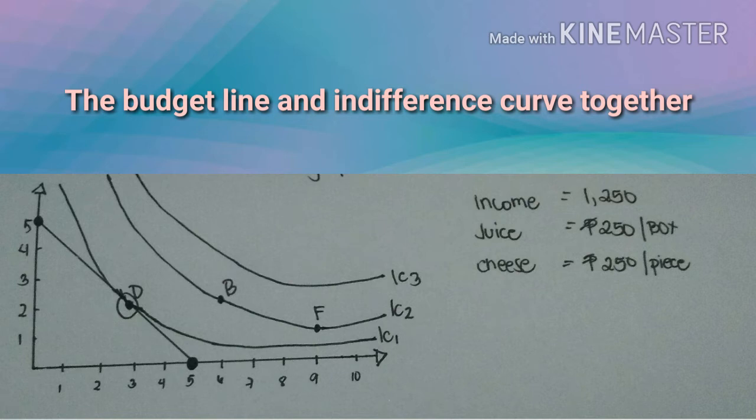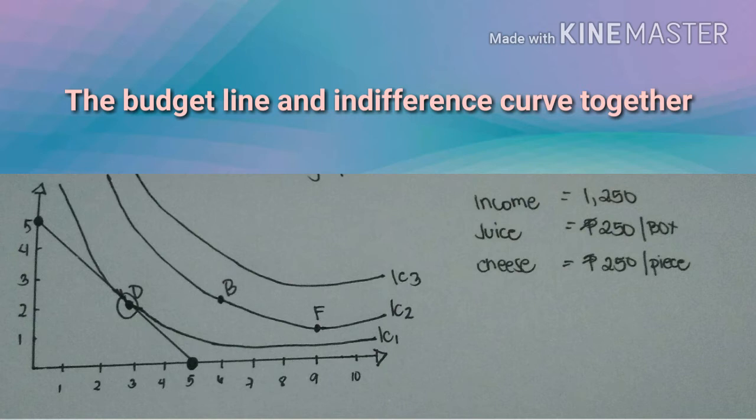As you can see, before the price of cheese changed, B was the preferred combination. But when the price changed, our budget line shifts inward and the new point of preference is D. It represents a lower amount of total goods due to the rise in the price of cheese. I hope it is clear, even though my drawing is not that good.